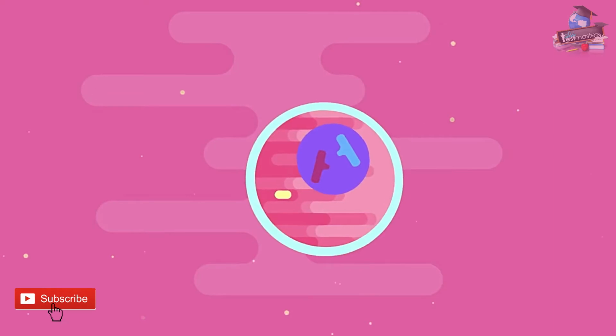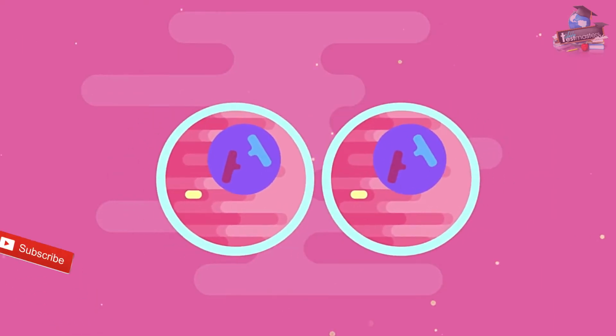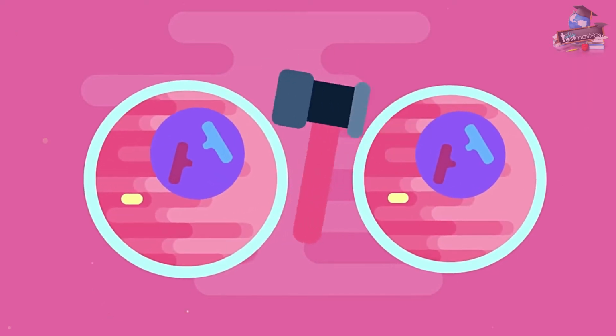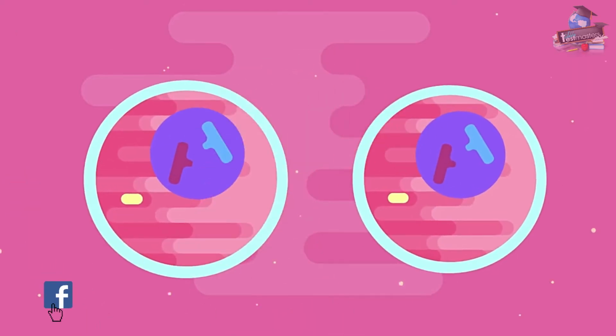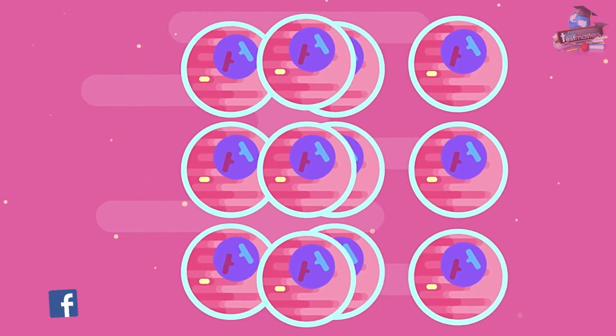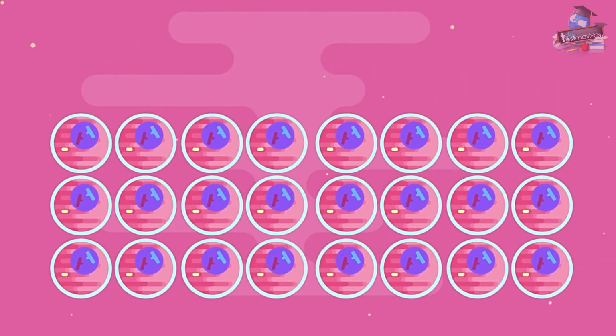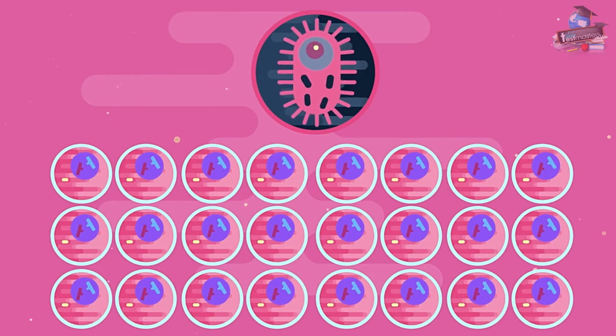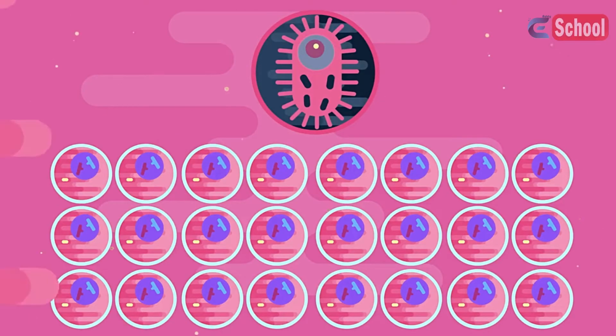You should already know that mitosis is the process of cell division that produces identical copies of cells and is involved in growth, cell repair, and asexual reproduction. When cells divide by mitosis, the number of cells increases, and hence the organism grows.